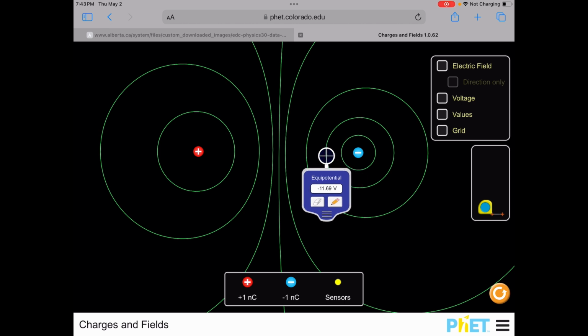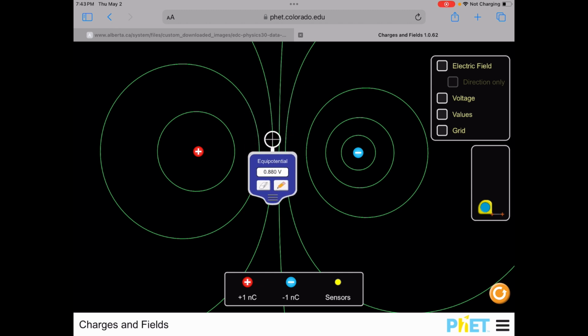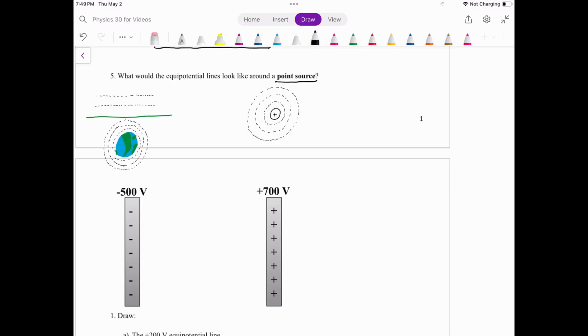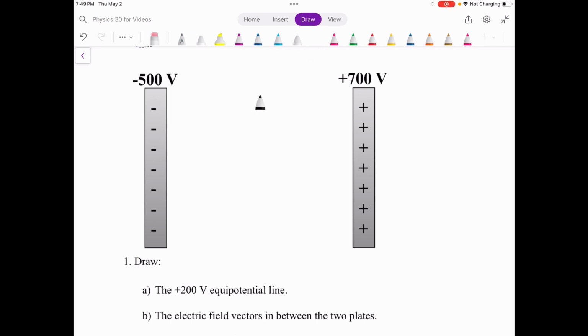But again, all it's showing is that everywhere along this line, a charge would have the same amount of potential energy. Everywhere along this line, a charge would have the same amount of potential energy. Cool, right? All right, let's take a look at this one now. They've chosen kind of a, honestly, weird way to define them, but we know that that doesn't really matter, right?